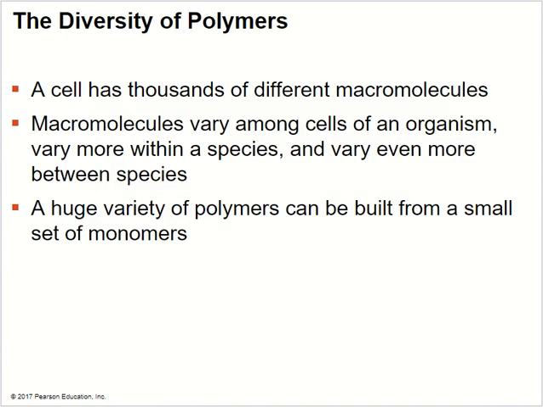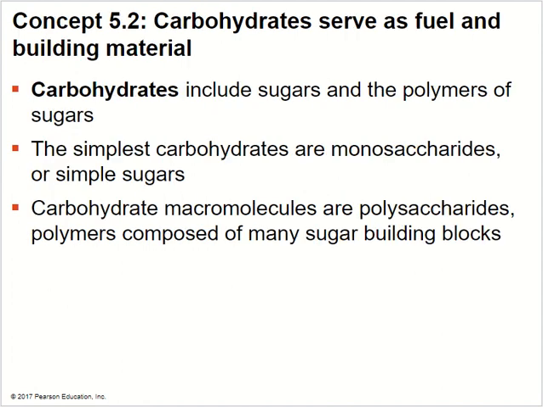A cell has thousands of different macromolecules. Macromolecules vary among cells of an organism, vary more within a species, and vary even more between species. A huge variety of polymers can be built from a small set of monomers.